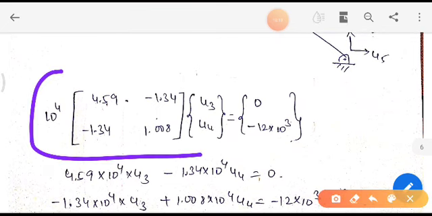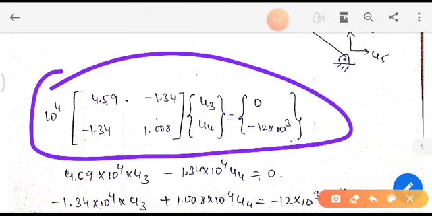These are the elements, after the elimination method, of the matrix we got: 10 raised to 4 times 4.59, minus 1.34, minus 1.34, 1.008. So u3, u4, which is equal to 0. This is minus 12 into 10 raised to 3. Why is it here? See here.